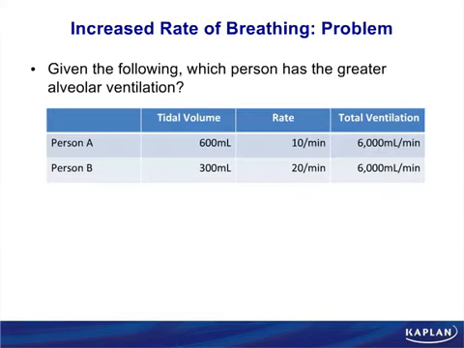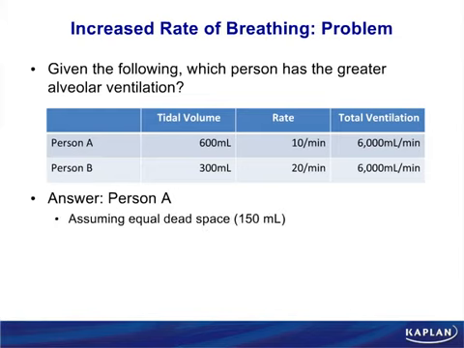Let's utilize some numbers to give it an example. So we have person A, person B. Person A has a tidal volume of 600 and a rate of 10. Therefore, they have a minute ventilation of 6 liters per minute. Person B also has 6 liters per minute ventilation, but they have half the tidal volume and twice the rate. The question becomes, are their alveolar ventilations the same? If you said no and guessed right away that the tidal volume is going to have a greater one, absolutely. Let's go ahead and calculate it.